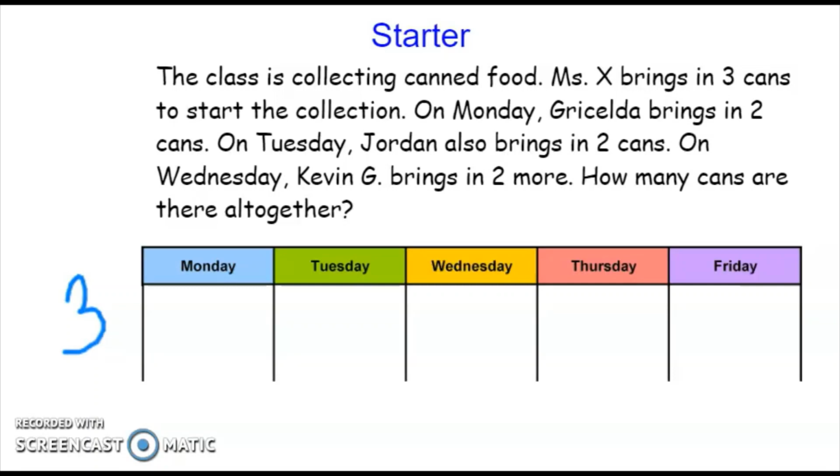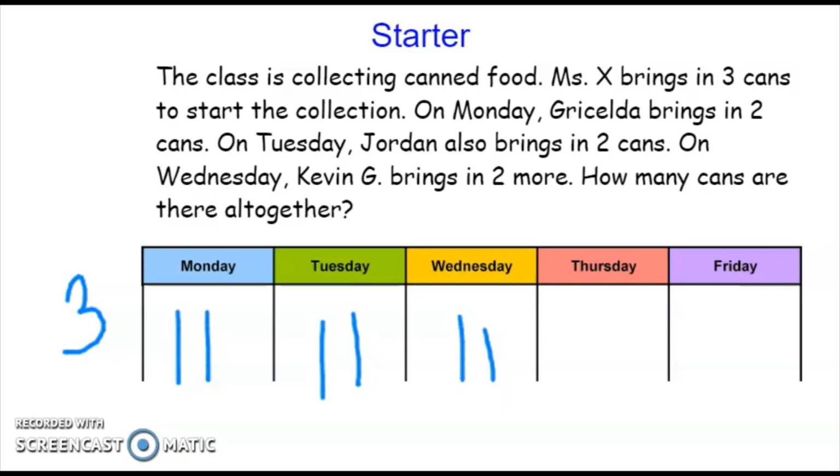Then on Monday, Griselda brings in 2 cans. I'm going to use lines to help me keep track of how many cans each student brought. So on Monday, Griselda brings in 2 cans, 1, 2. On Tuesday, Jordan also brings in 2 cans, 1, 2. On Wednesday, Kevin G brings in 2 more, 1, 2. How many cans are there altogether?